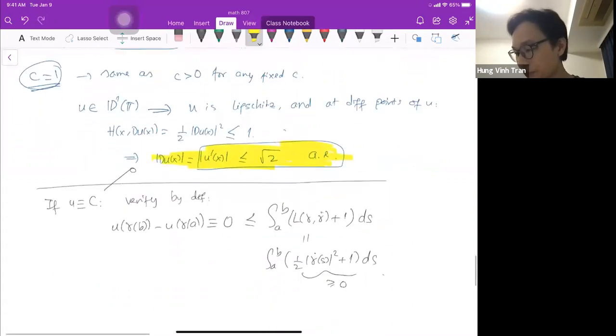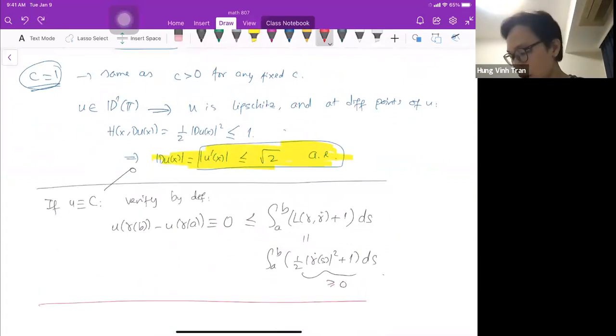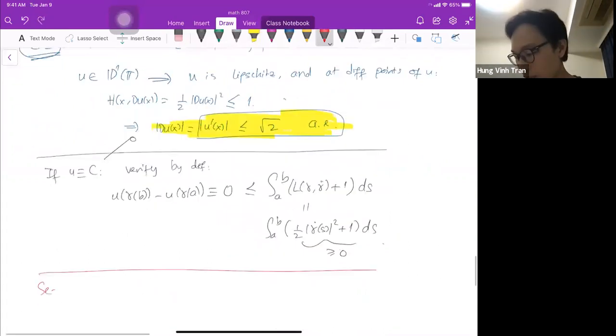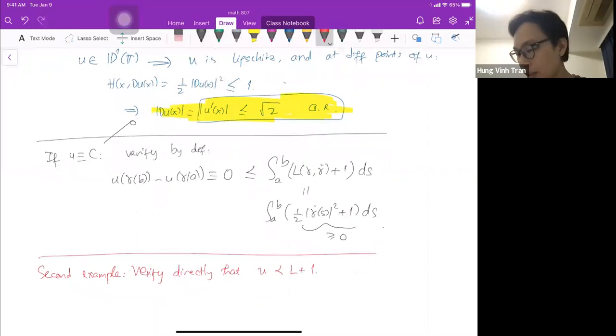So for the second example, we're going to verify directly that u is bounded by L plus 1. How do we verify it?